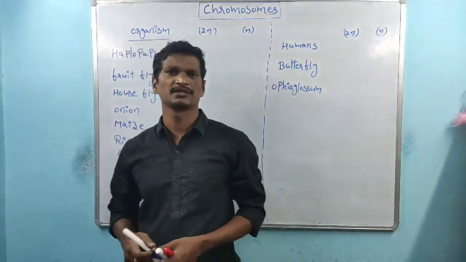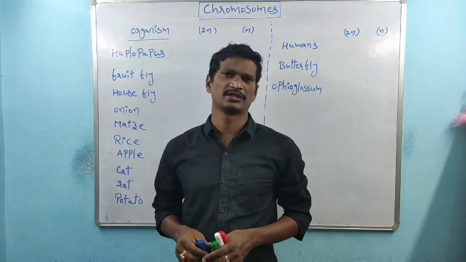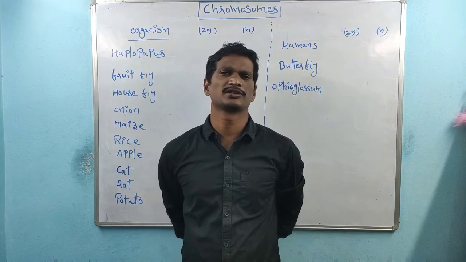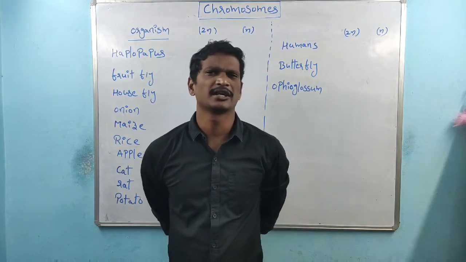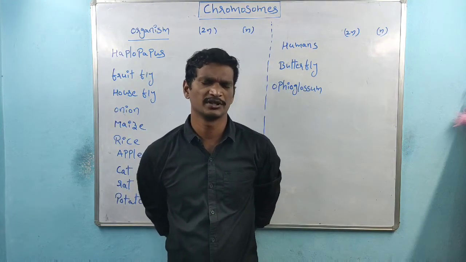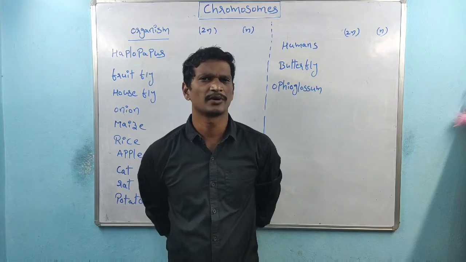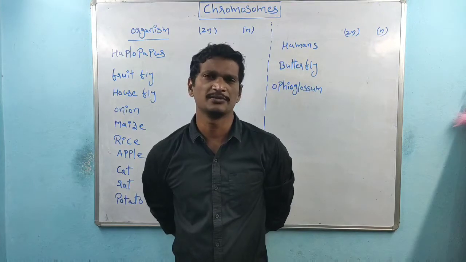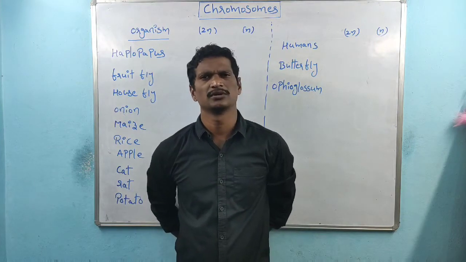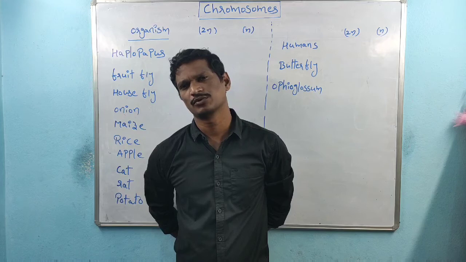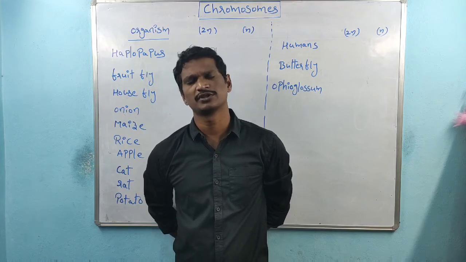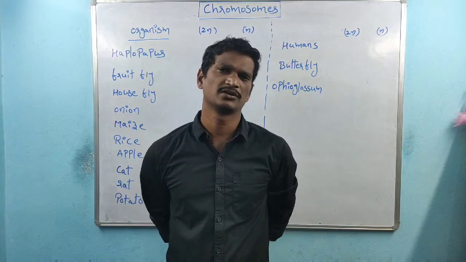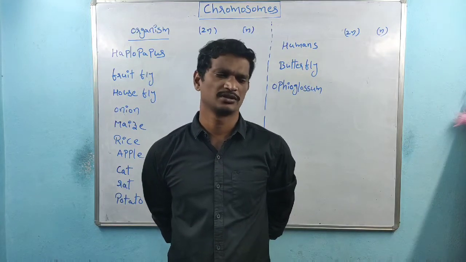The next class. In the last class we discussed the structure of the chromosomes, and within chromosomes we discussed the parts of the chromosomes and types of chromosomes based on the centromere position, right, and the number of centromeres also. We discussed the types of the chromosomes. Simple. One is the classification of chromosomes based on number of centromeres. The other one is classification of chromosomes based on position of the centromere, right?